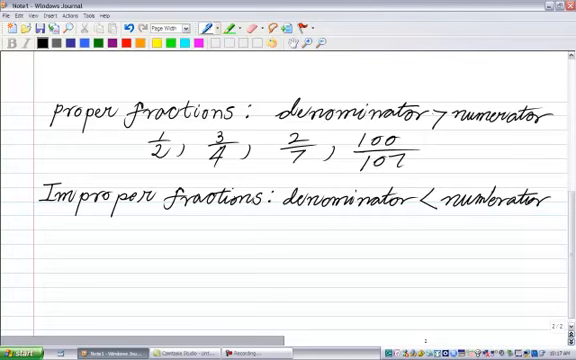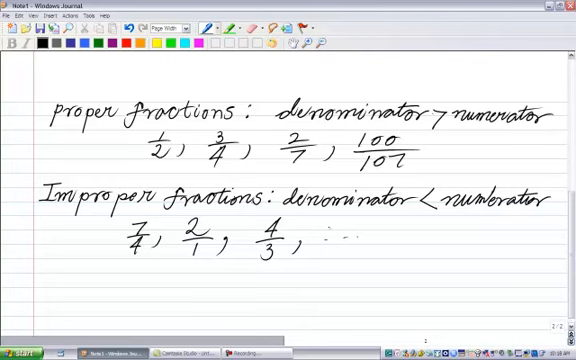So examples of this type of fractions would be what? 7/4. If I have the number 2, that's the same as 2 divided by 1, right? The number 2 is the same as 2 over 1. And then you can have, say, 4/3, and so on. So these are the improper fractions.